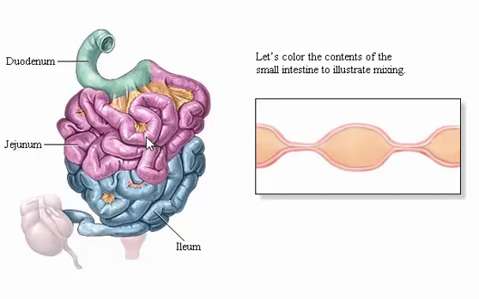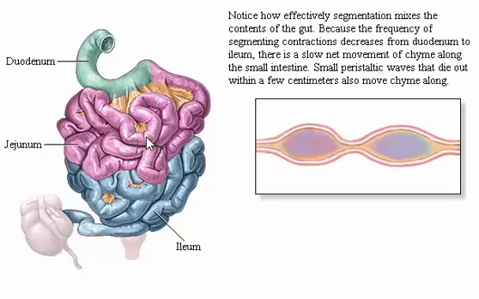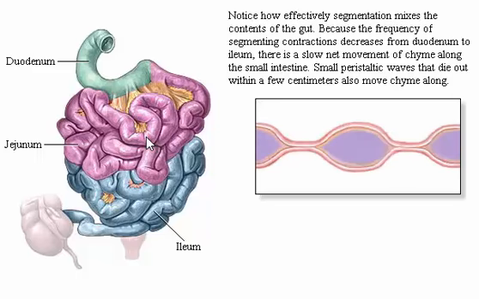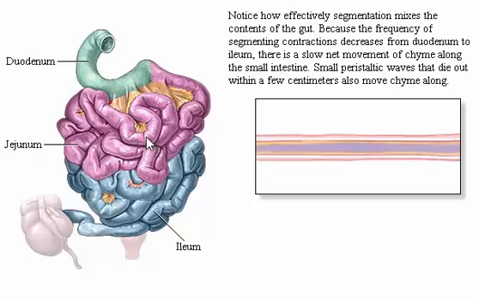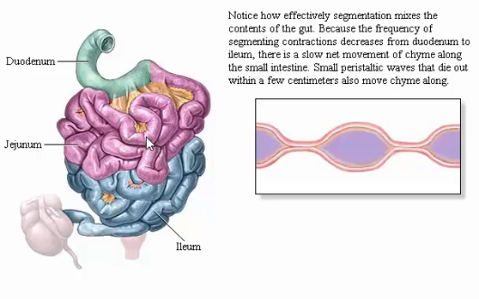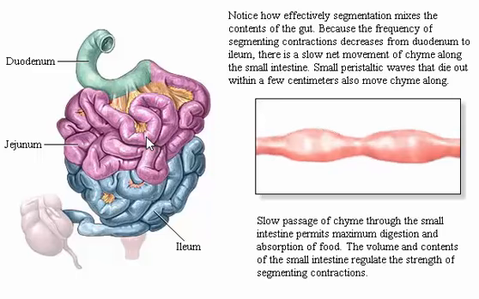Let's color the contents of the small intestine to illustrate mixing. Notice how effectively segmentation mixes the contents of the gut. Because the frequency of segmenting contractions decreases from duodenum to ileum, there is a slow net movement of chyme along the small intestine. Small peristaltic waves that die out within a few centimeters also move chyme along. The slow passage of chyme through the small intestine permits maximum digestion and absorption of food.